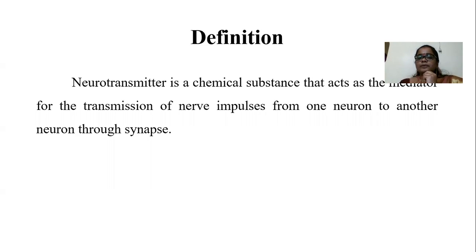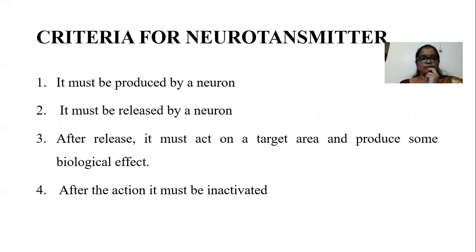Okay, a neurotransmitter is nothing but a chemical molecule or chemical substance. It is stored in synaptic vesicles. The synaptic vesicle is present in the synaptic end bulb, and the synaptic end bulb is present at the axon nerve terminals. The main purpose of a neurotransmitter is the transmission of nerve impulses from one neuron to another neuron.